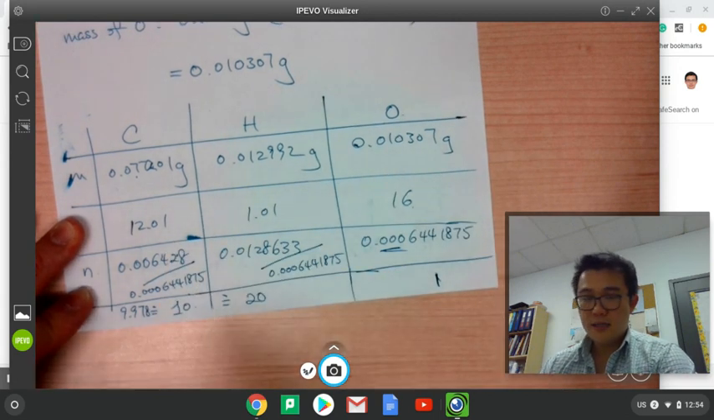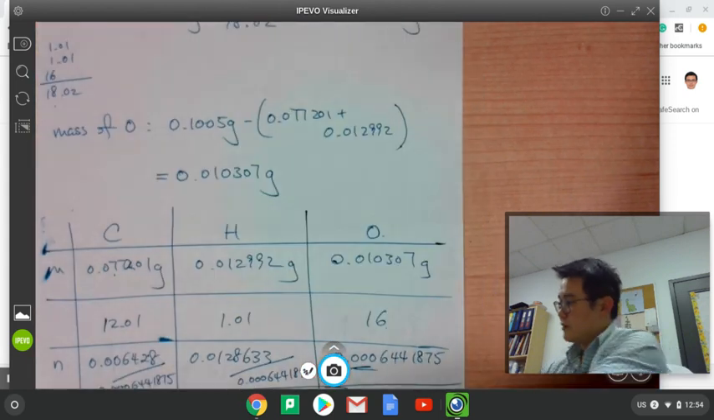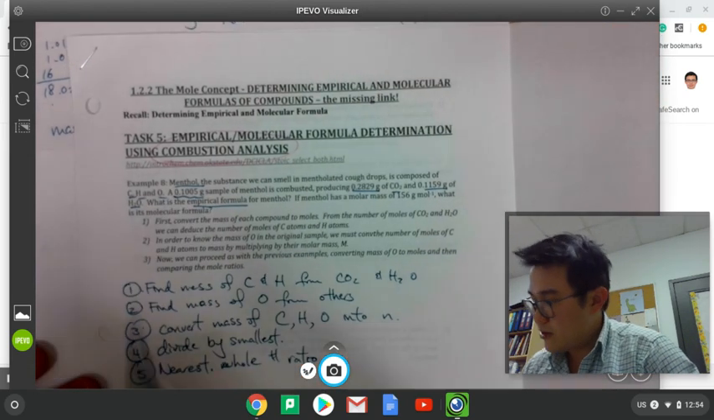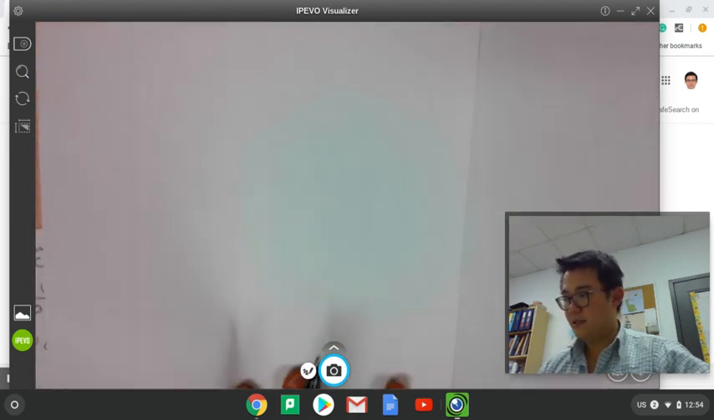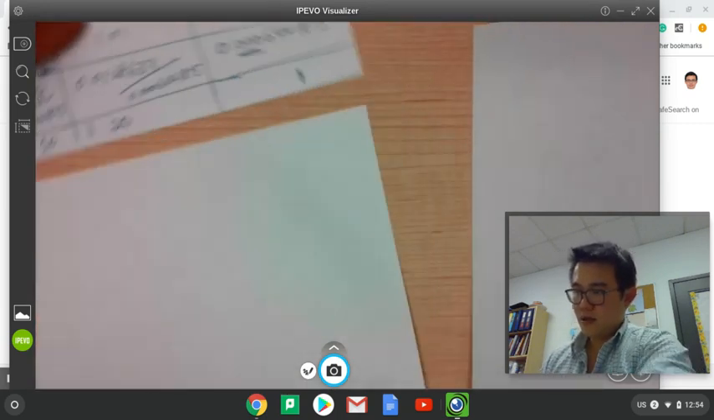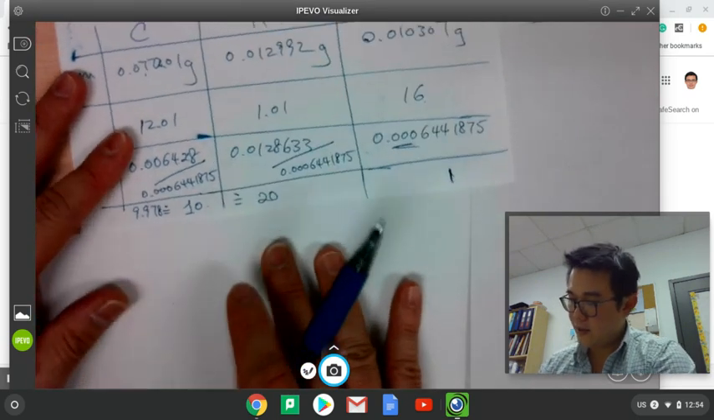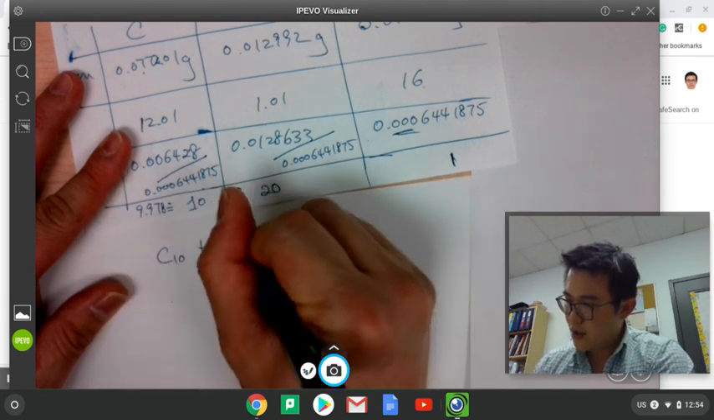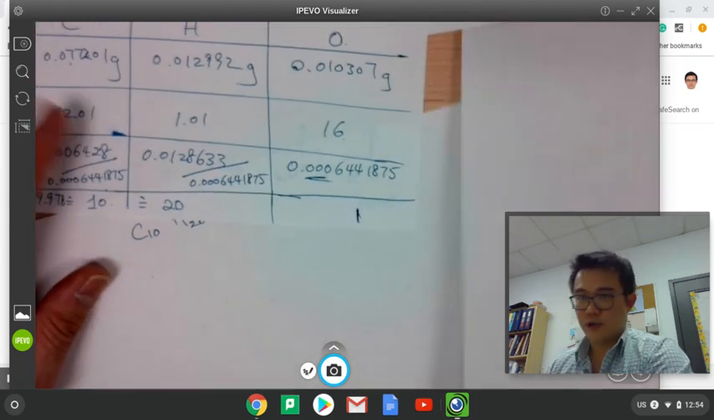So in this case, the empirical formula for this compound, menthol, hey, that's in your cough drop as well as a lot of gum, would be this here. Menthol will be C10H20O just by itself. That's the empirical formula. Okay, so we solved the first part.